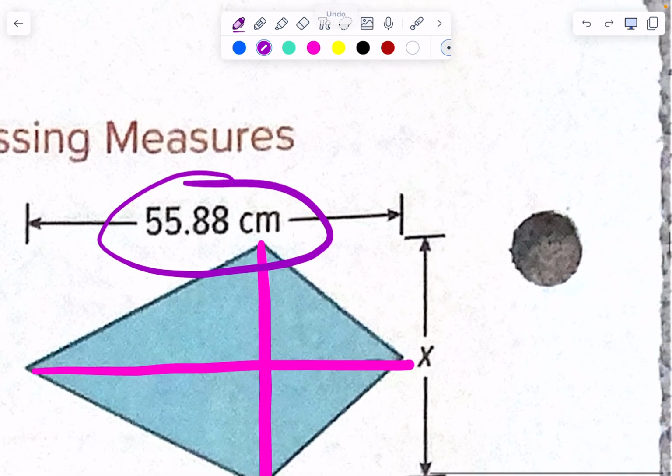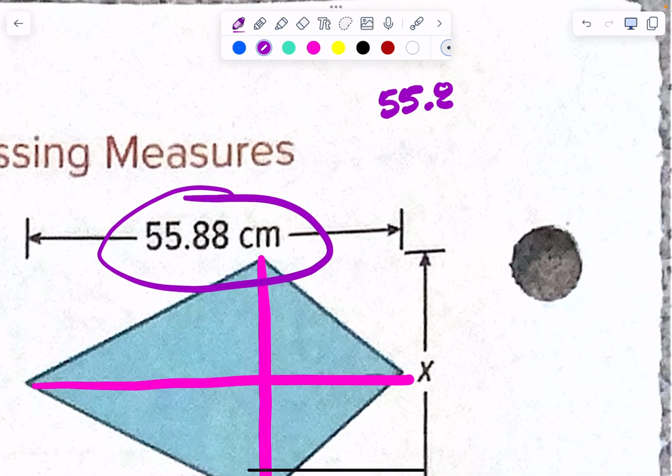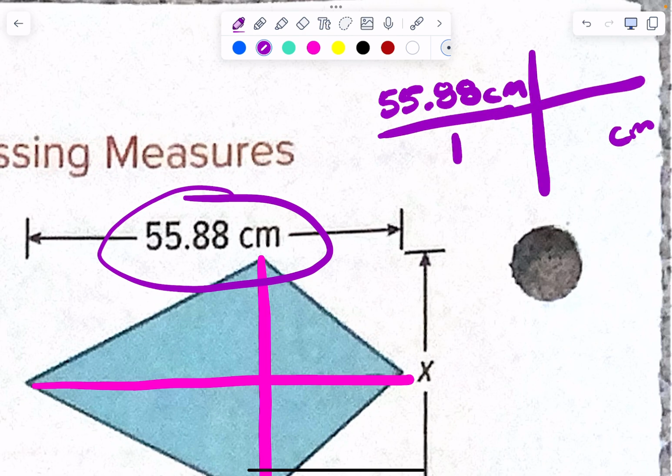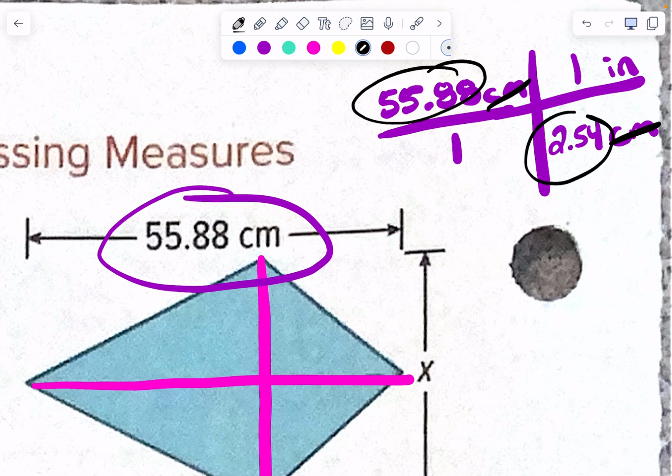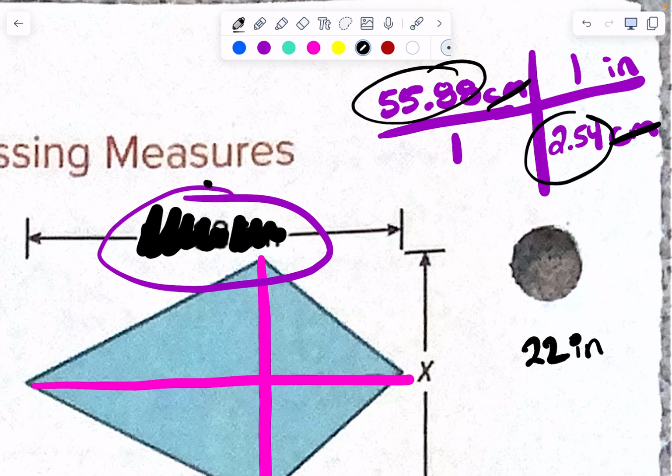Okay, so 55.88 centimeters. You can do your little railroad track things. I put it over 1 times. How many centimeters are in an inch, by the way? 2.54. You knew that off the top of your head? All right, 2.54 centimeters in an inch. So how do I find out how many inches that is? 55.88 divided by 2.54, okay? And that is how many inches? 22. Awesome. So this is 22 inches.